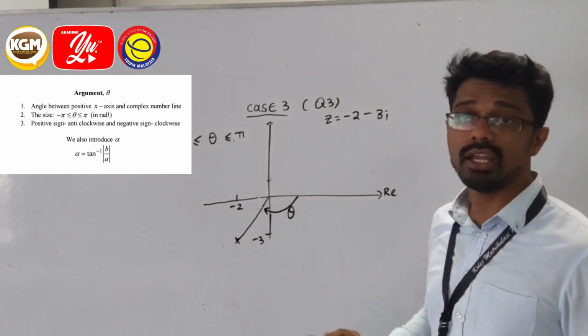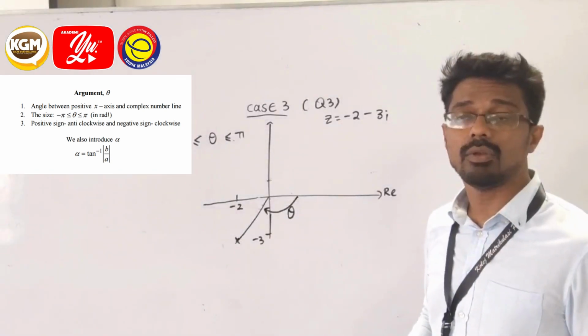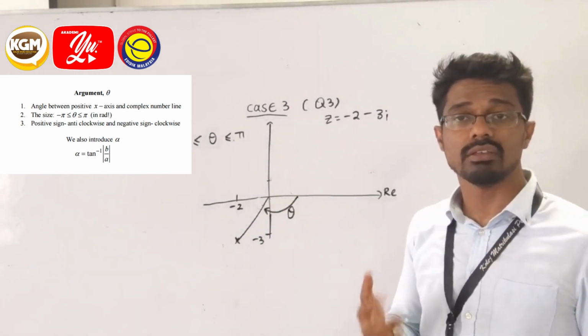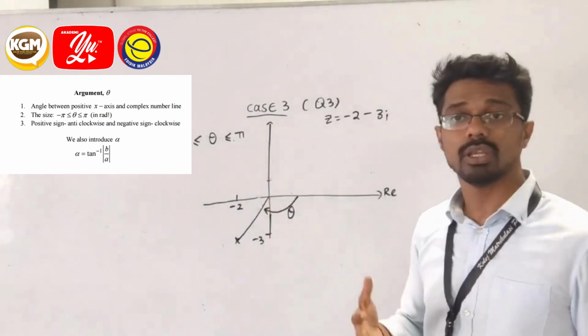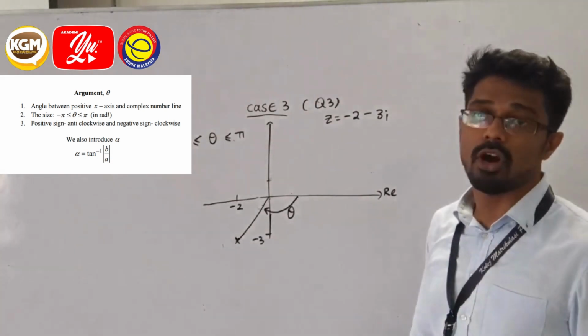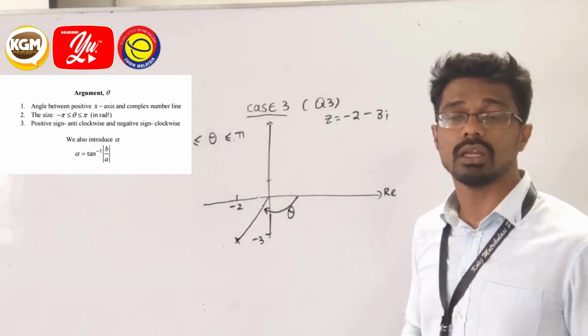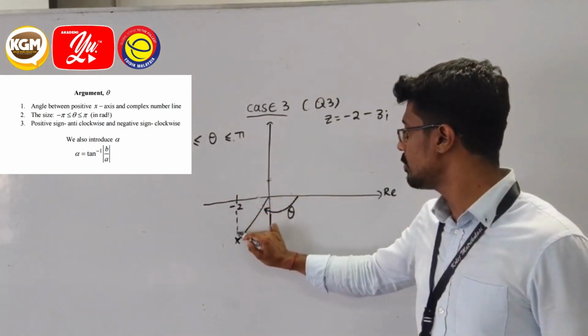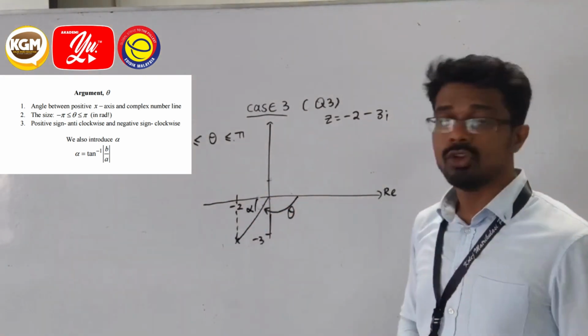That is perfectly fine. Why? Angle between complex number line and positive x-axis. As long as it doesn't exceed that size, then it's fine. So now what you have to ensure is you need to go and put your alpha. So alpha is the angle in the triangle with the x-axis. So this is my x-axis. So I draw my triangle here. Put my alpha.